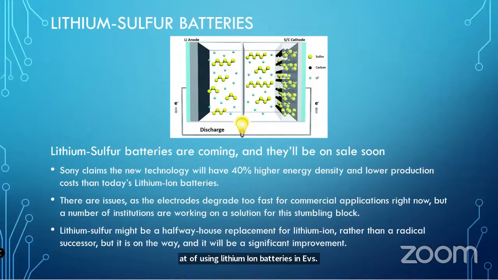Lithium-sulfur batteries, they're coming and they'll be on sale soon. Sony claims the new technology will have a 40% higher energy density and lower production costs than today's lithium-ion batteries. There are issues as the electrodes degrade too fast at the moment for commercial applications, but a number of institutions are working on a solution for this stumbling block. Lithium-sulfur might be sort of a halfway house replacement for lithium-ion rather than a radical successor, but it is on the way and it will be a significant improvement.